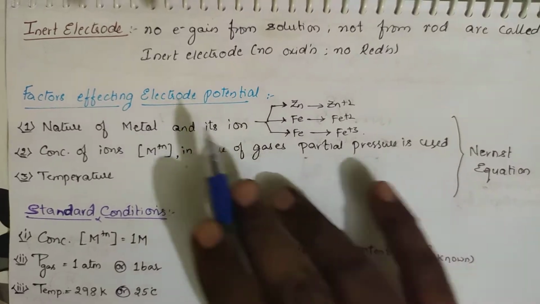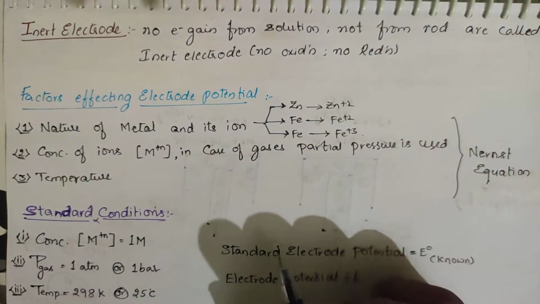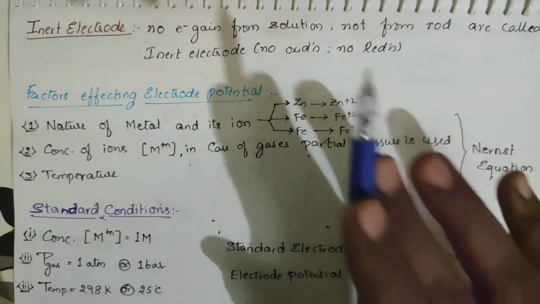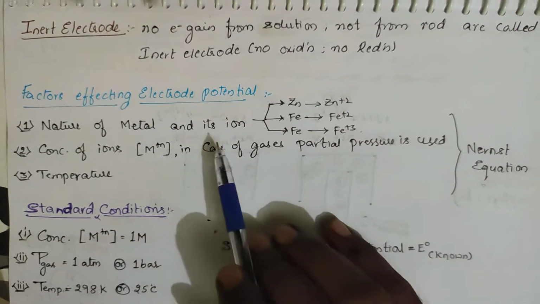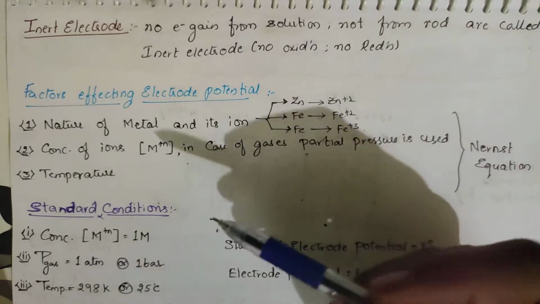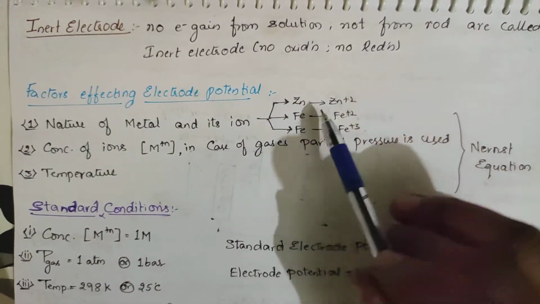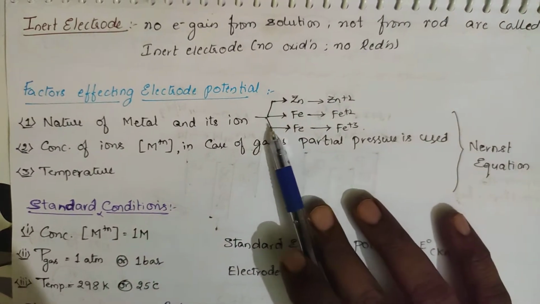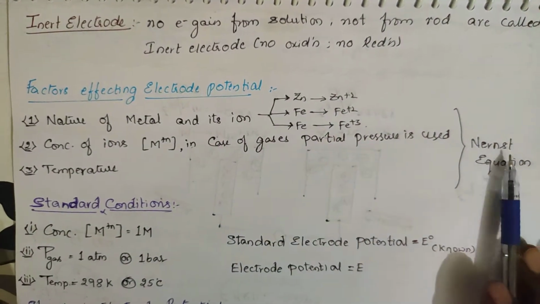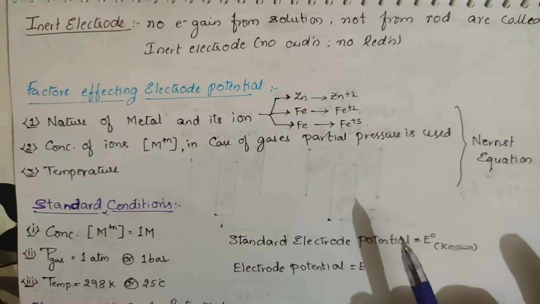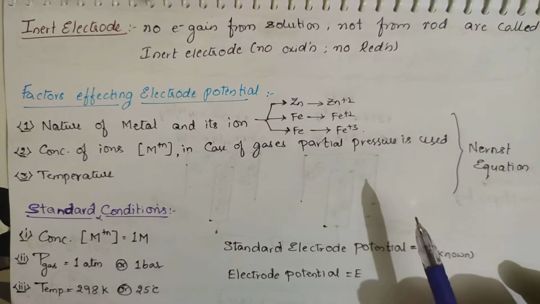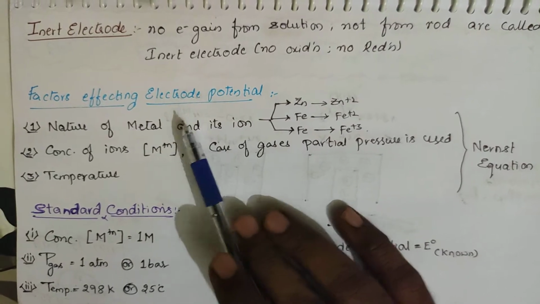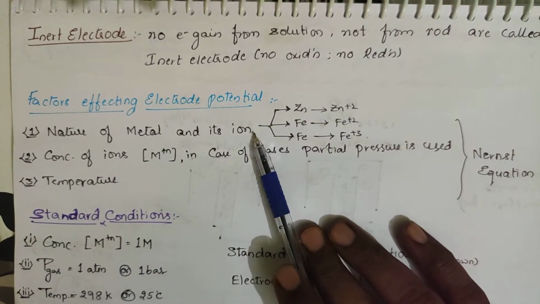So what are the factors that affect the electrode potential? This electrode potential is affected by the nature of the metal and its ions. It depends upon the type of the metal, whether you take zinc, or iron converting to Fe plus 2, or Fe converting to Fe plus 3. Regarding this, we will learn in the next equation, which will come in this chapter only, after 2 or 3 sessions. So it depends upon the nature of the metal and the ions present in that particular aqueous solution.